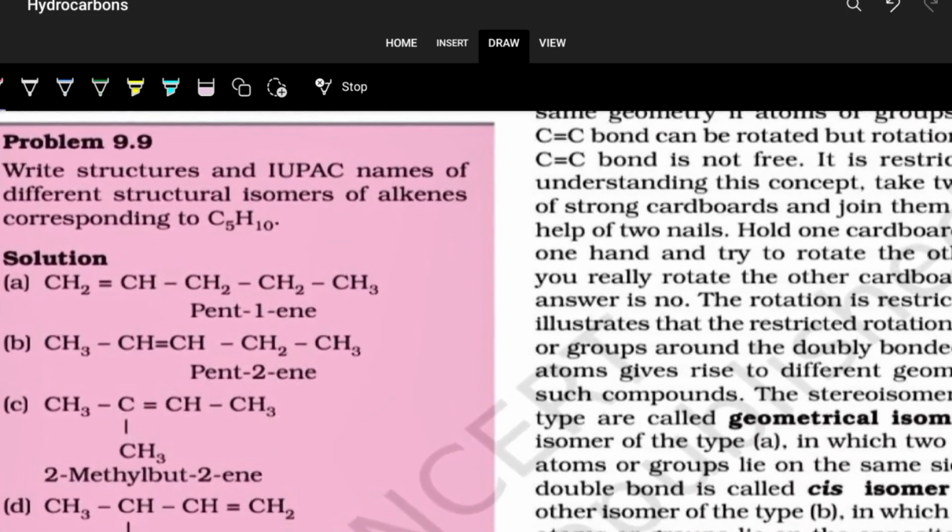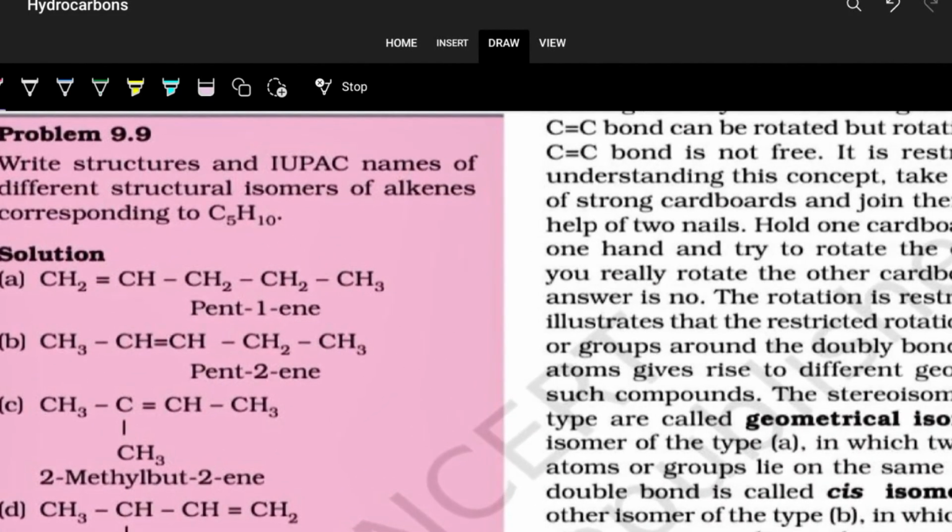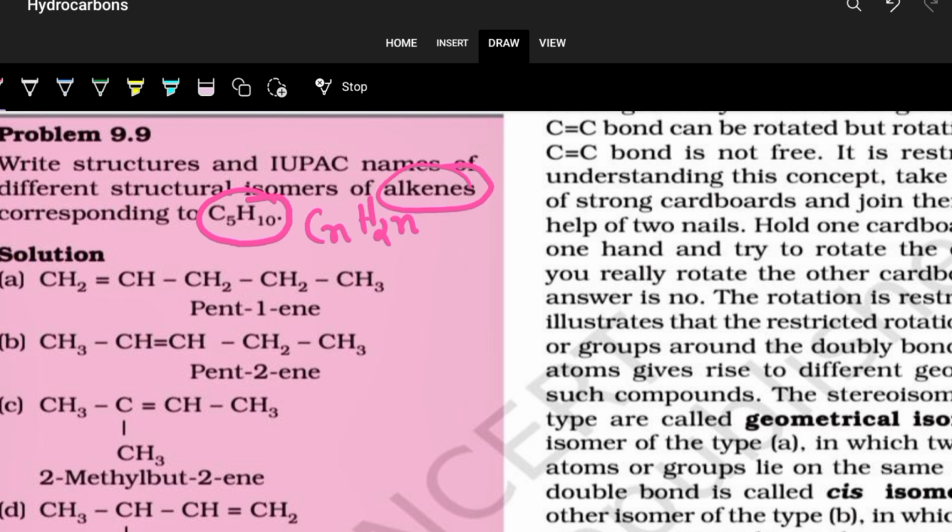Now again, write the structure and IUPAC name of C5H10. So it is CnH2n, so we know it is an alkene. So first you write 5 carbon atoms in a straight chain, giving the double bond between 1 and 2. Change the position of the double bond, make it 2 and 3. And it remains the same. If you give between 3 and 4, it is the same as 2 and 3.